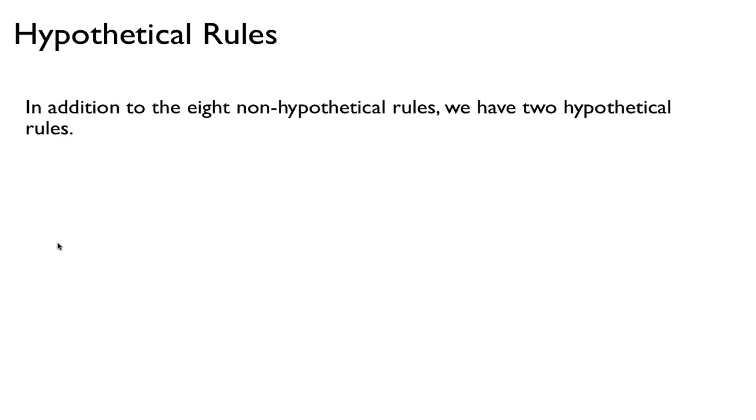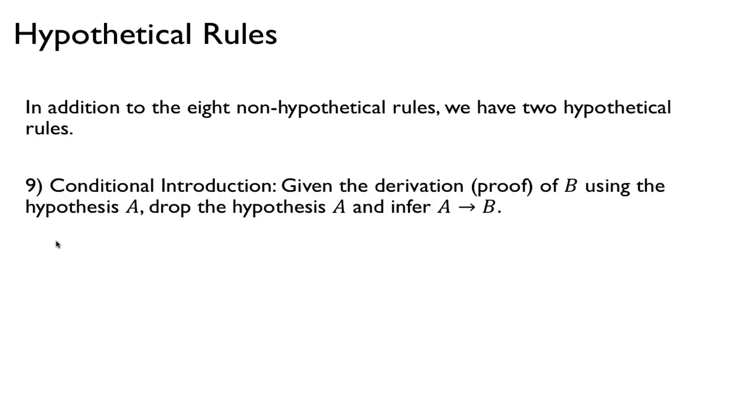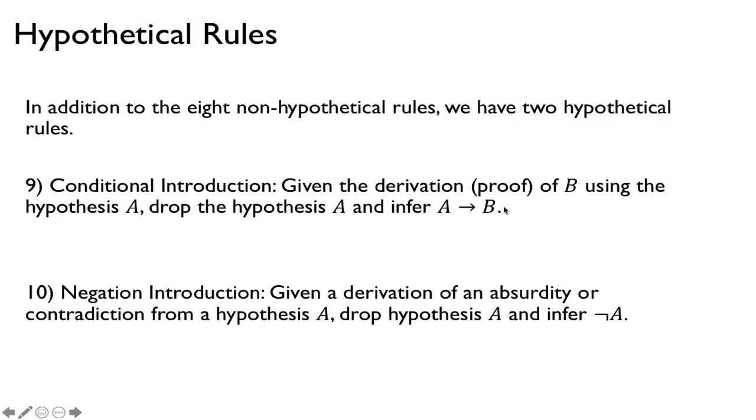Okay, let's talk about the hypothetical rules. So we have 8 non-hypothetical rules, which we just went over. Now we have 2 more hypothetical rules, and these are a little bit trickier, so we want to be careful how we do this. Here's the first rule. This is the conditional introduction. It says that given a derivation or a proof of B using the hypothesis A, we can drop the hypothesis A and infer A implies B, or A conditional B. So if I assume A temporarily and somehow prove B, then I can drop that hypothesis and infer the conditional A implies B.